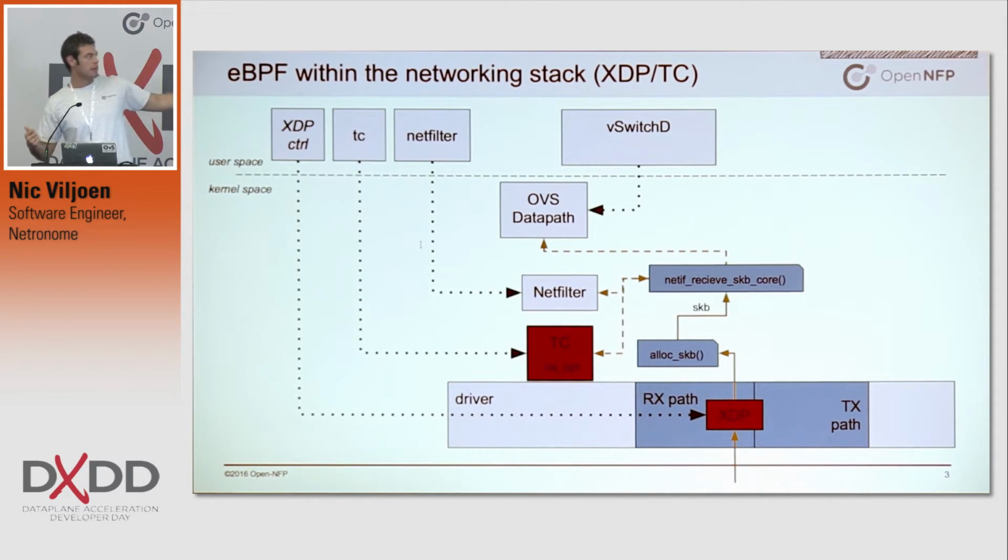Now, there are other eBPF hooks up near the top of the networking stack, but those aren't what we're focusing on. Those are more for tracing and those types of things. What we're focusing on in terms of offload for performance are TC and XDP, which is a new driver space hook, which is now in the Linux kernel.